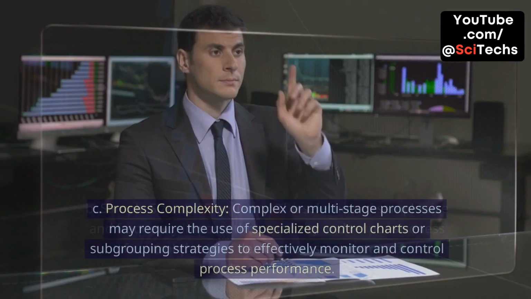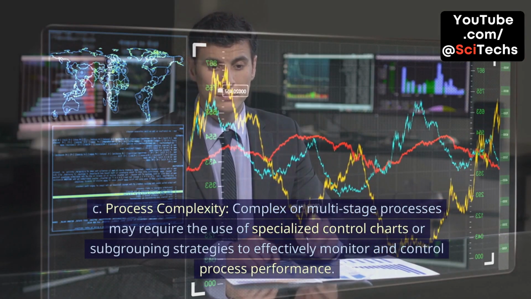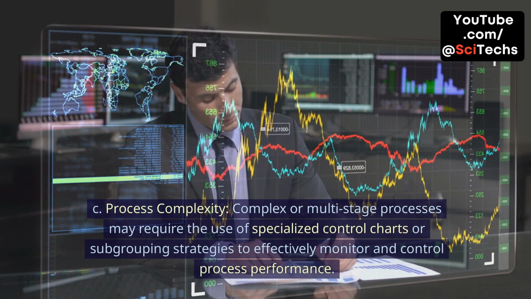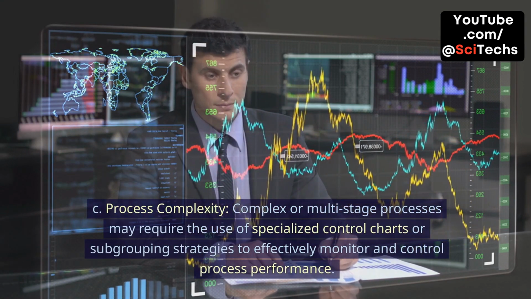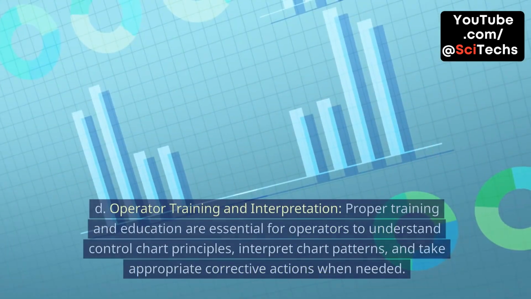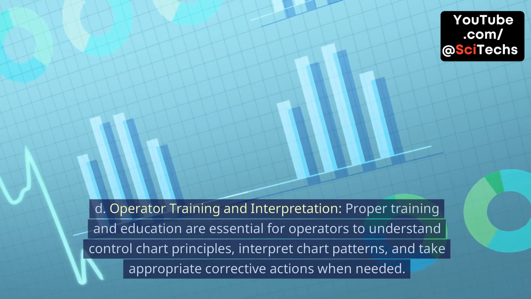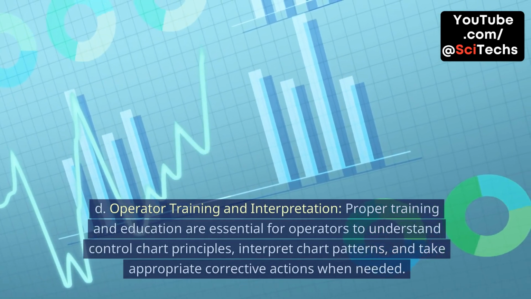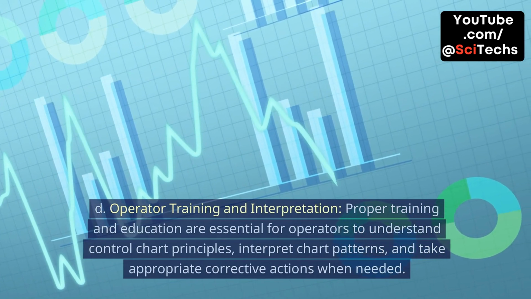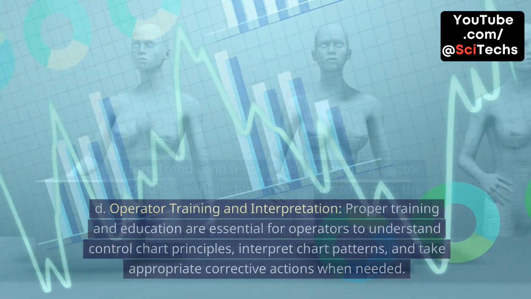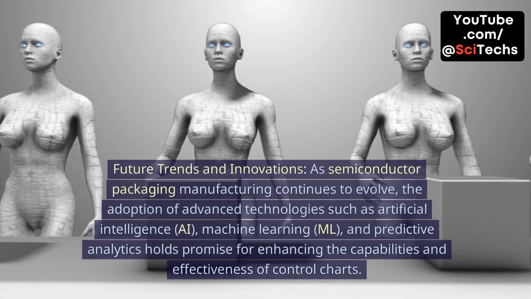c. Process complexity. Complex or multi-stage processes may require the use of specialized control charts or subgrouping strategies to effectively monitor and control process performance. d. Operator training and interpretation. Proper training and education are essential for operators to understand control chart principles, interpret chart patterns, and take appropriate corrective actions when needed. 3. Future trends and innovations.